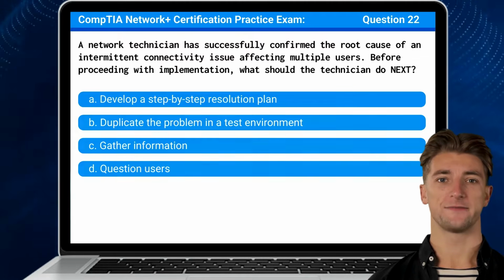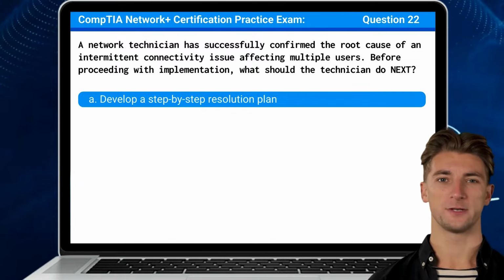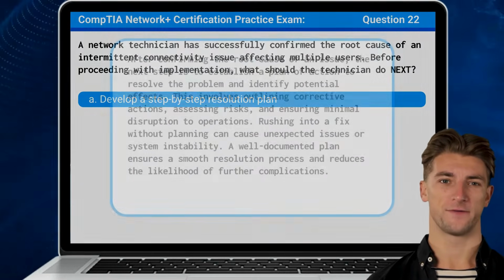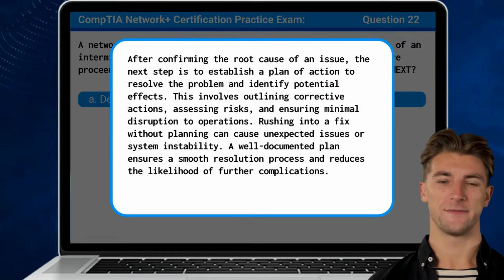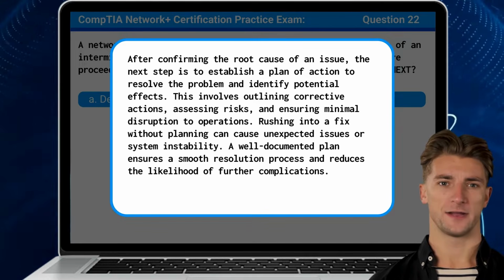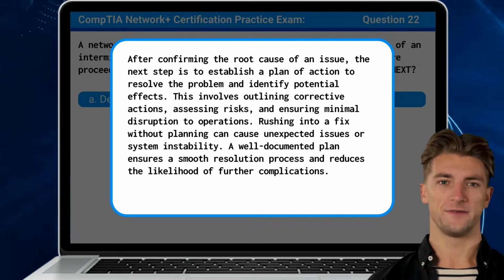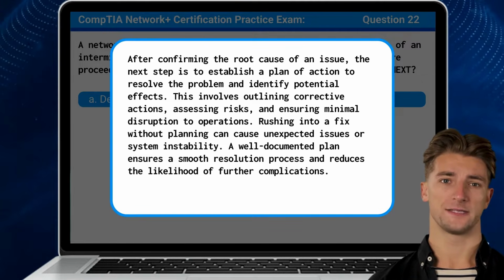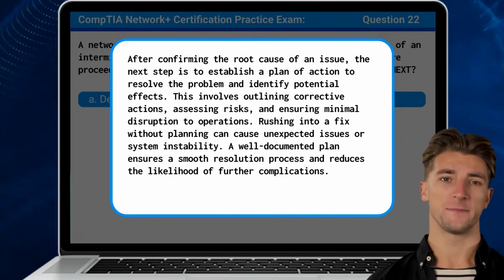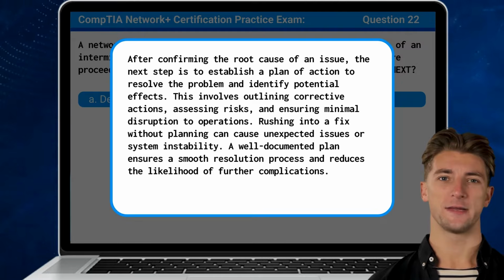The answer is A. Develop a step-by-step resolution plan. After confirming the root cause of an issue, the next step is to establish a plan of action to resolve the problem and identify potential effects. This involves outlining corrective actions, assessing risks, and ensuring minimal disruption to operations. Rushing into a fix without planning can cause unexpected issues or system instability. A well-documented plan ensures a smooth resolution process and reduces the likelihood of further complications.